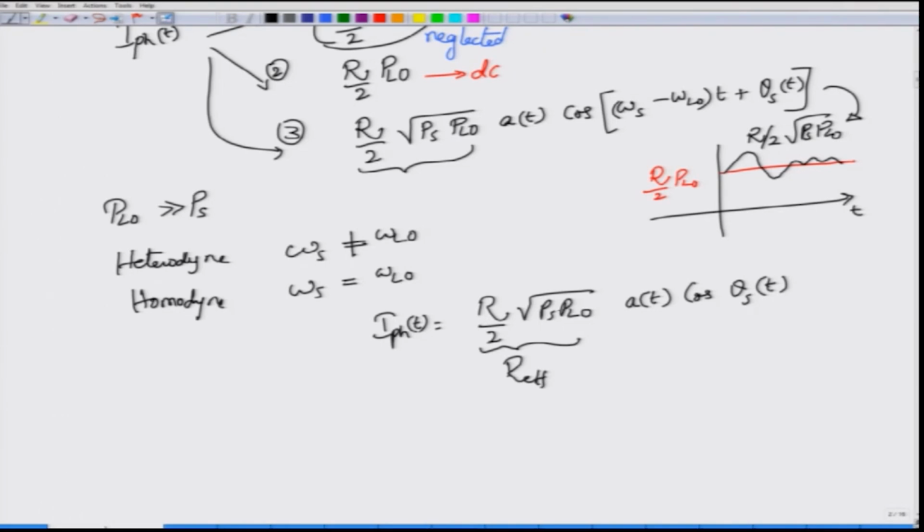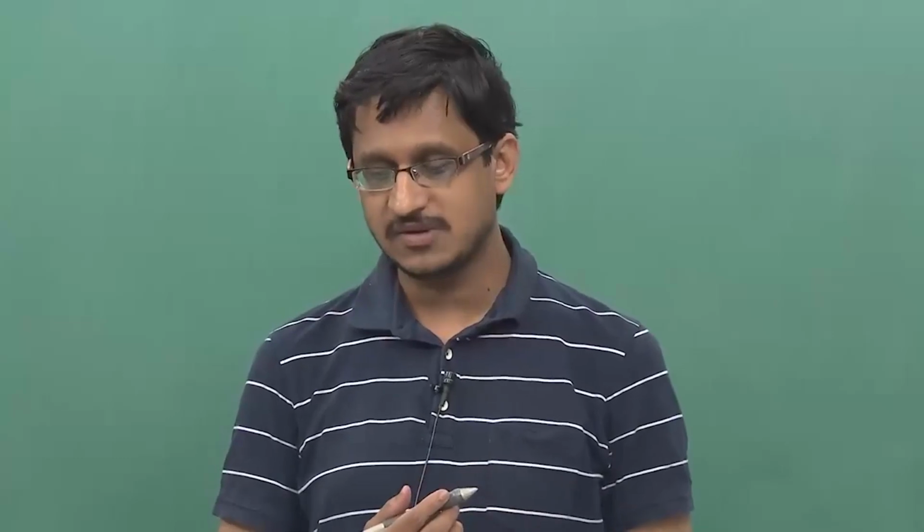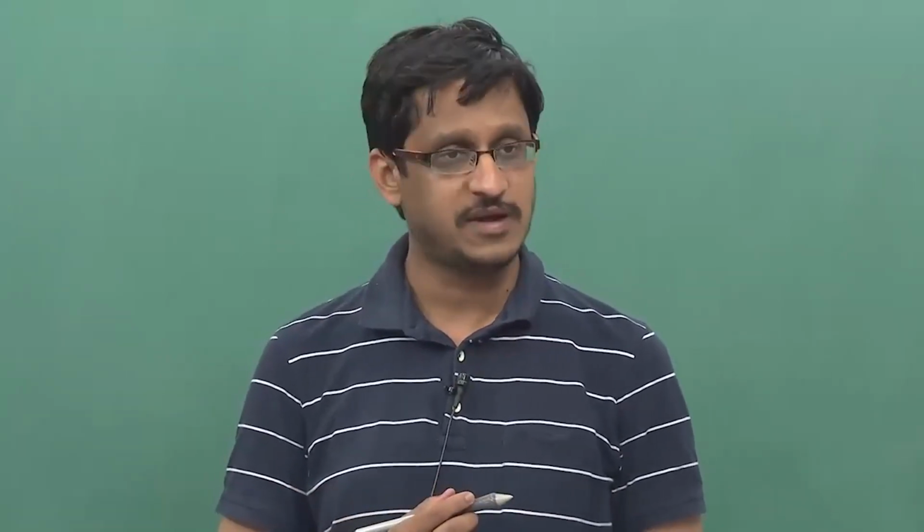A simple photodetector has a responsivity of R, while this one has an effective photoresponsivity of R by 2 square root of PS PLO, and PLO is typically chosen to be very large, so that the effective R is much larger than the simple R. Because R effective is larger than R, this is much more sensitive compared to a direct detection receiver. In fact, this sensitivity was the main factor people were trying to capture by going into coherent receiver designs in the early 90s, but the problem is that you need a good phase relationship.